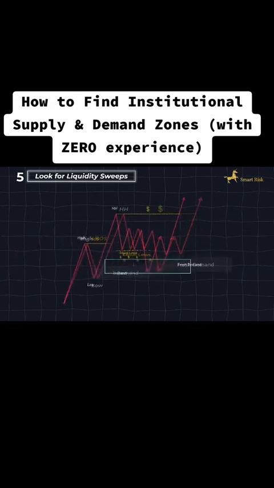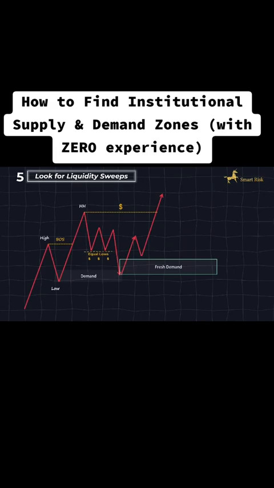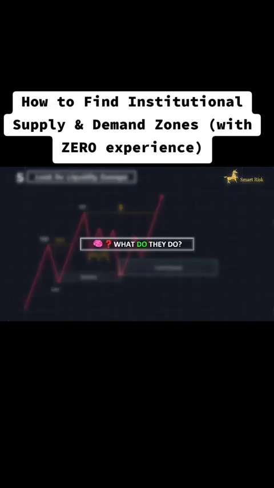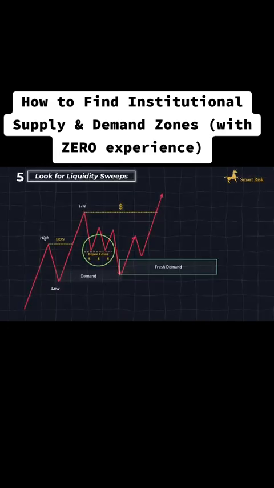Let's say they want to go long, they need sellers. So what do they do? Here, the market sweeps sell-side liquidity, right below these equal lows. That's where early buyers have their stop losses stacked, and breakout traders have their sell stops waiting to get triggered. Smart money knows this. They intentionally push price below these lows to trigger those orders, and then use that surge of supply to fill their long positions.